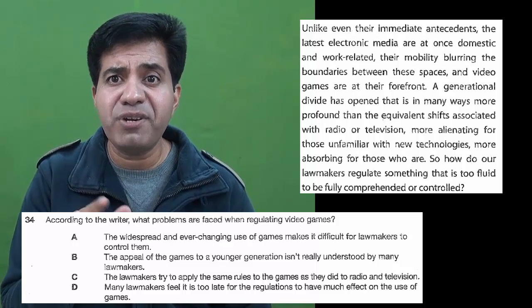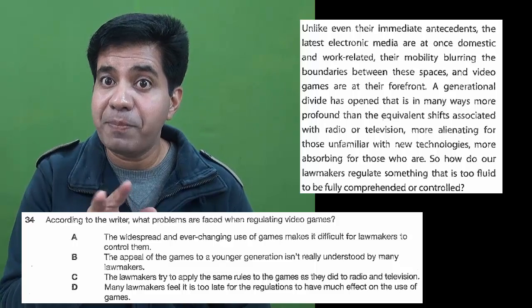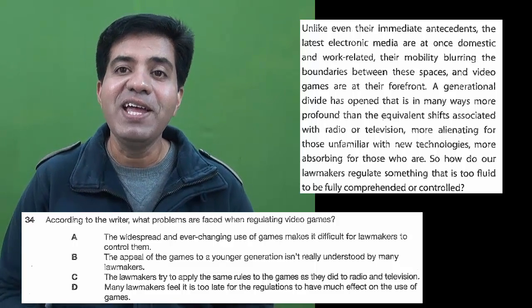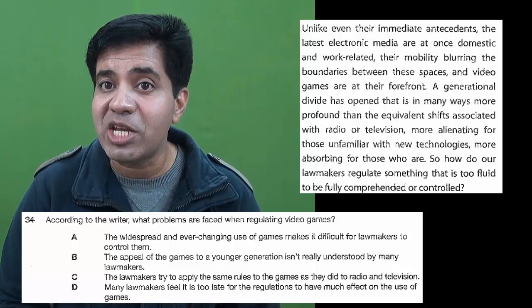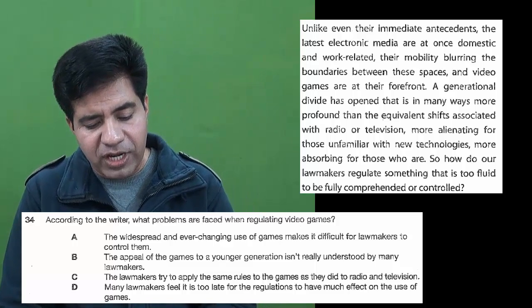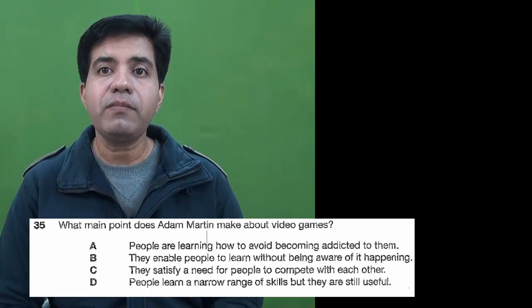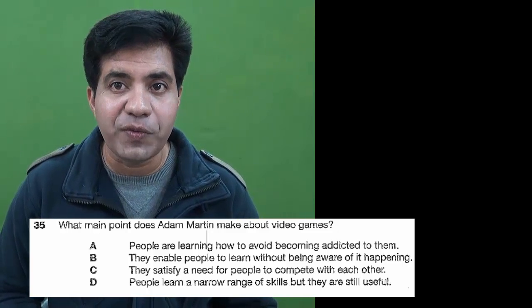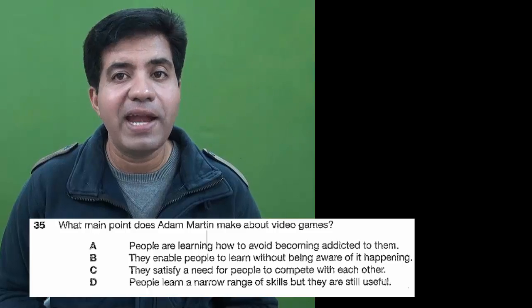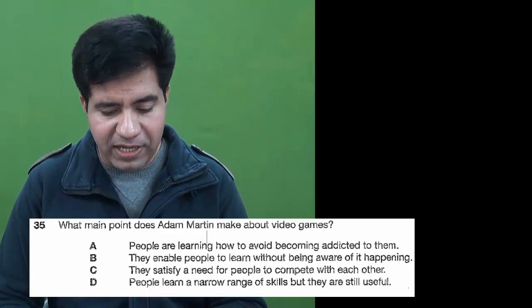Option A, perhaps, maybe. That "perhaps, maybe" can be the right answer when the other answers seem to be wrong. Let's go ahead. Number 35. What main point does Adam Martin make? Now, Adam Martin is the clue word in the passage. You've got to find Adam Martin, read about him, and you'll find the answer.